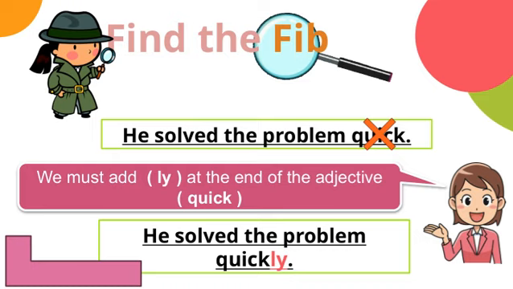And here's a quick tip. Whenever you're describing how an action is performed, try to remember to add ly to the adjective. Now let's move on to the next part, find the mistake. Keep that in mind as a reminder to watch out for common mistakes like this.